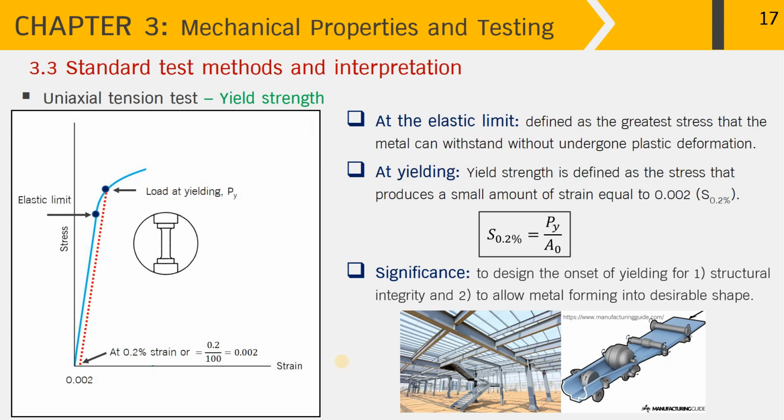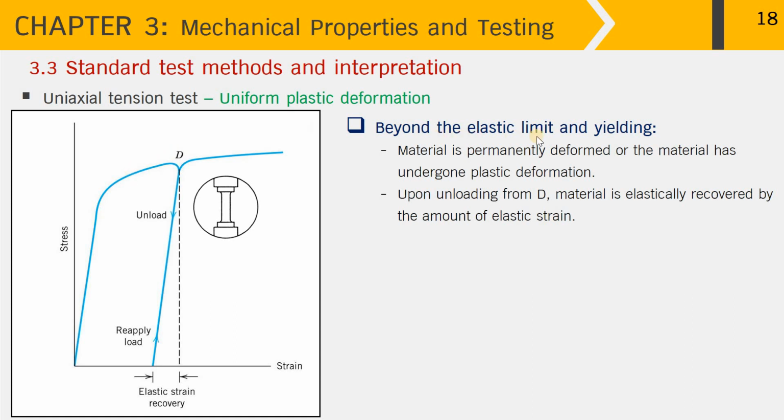So this is how metal yielding is important. And next, beyond the elastic limit and yielding, the material is permanently deformed, or the material has undergone plastic deformation. And if we load the metal piece over here up to D, remember the area under the graph shows two types of deformation: one is elastic deformation and another is plastic deformation. So at point D, the metal piece experienced firstly elastic and then plastic deformation.